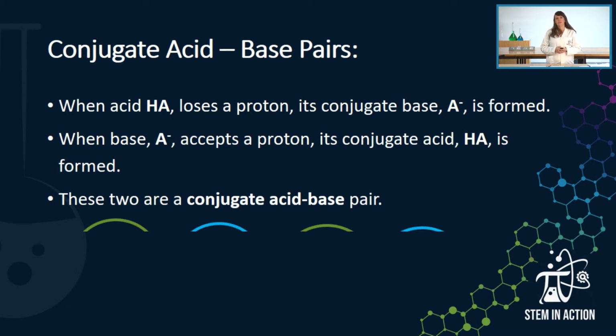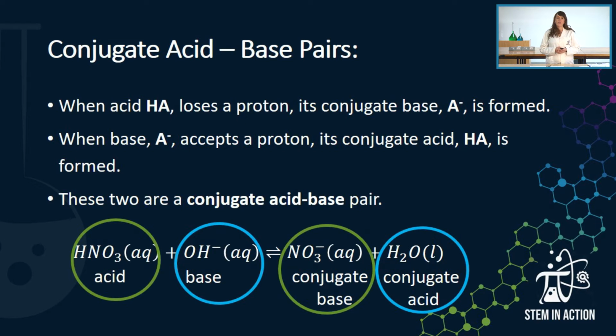So we have nitric acid with the hydroxide ion forming the nitrate ion and water. So we know that nitric acid is our acid. When nitric acid loses the proton, it donates the proton, what is left is our nitrate ion, that is our conjugate base. If our OH minus, our base, accepts that proton, it becomes water, which is therefore our conjugate acid.